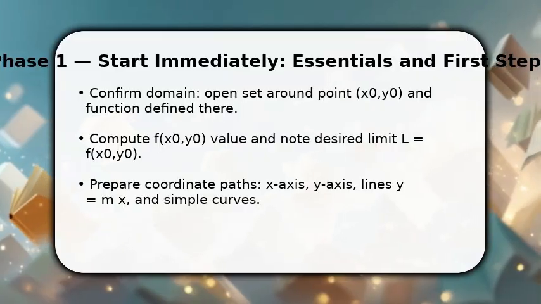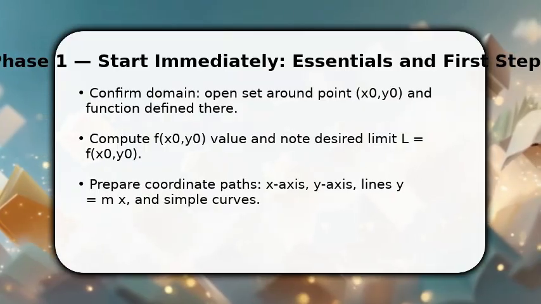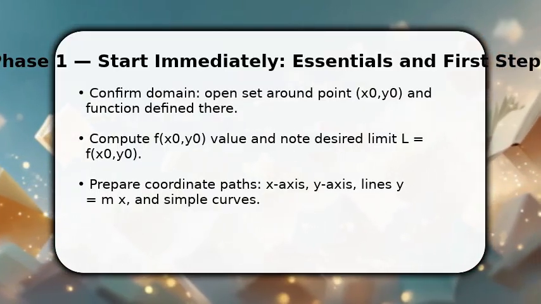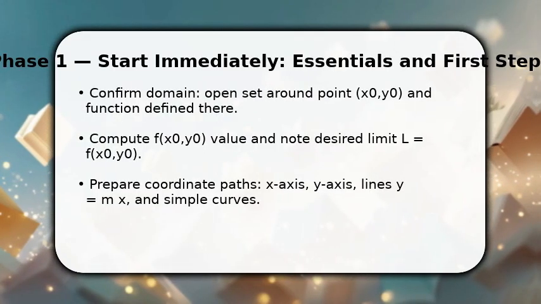You begin by checking the setting. Make sure the function is defined on a neighborhood of the target point and record f at that point. This is your candidate limit.